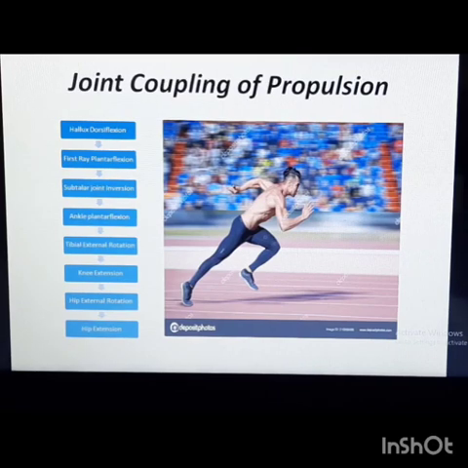So you need to work on the ankle, as well as see that you have a sufficient amount of hallux dorsiflexion. If you have sufficient hallux dorsiflexion, you have a good sum of first ray plantarflexion, subtalar joint inversion, ankle plantarflexion, tibial external rotation, knee extension, hip external rotation, and hip extension.